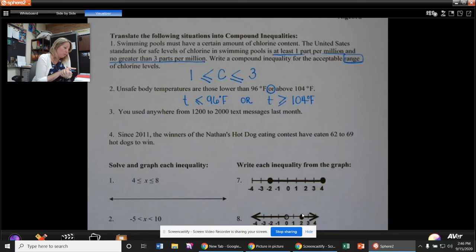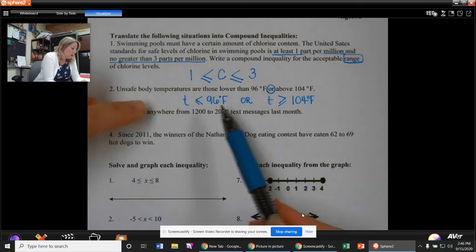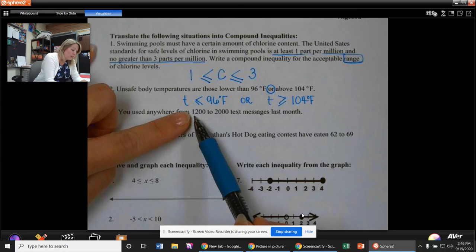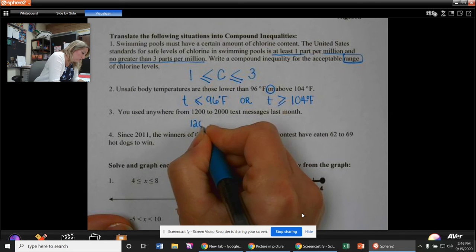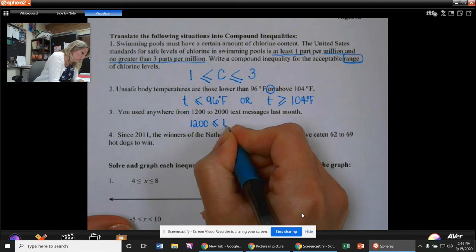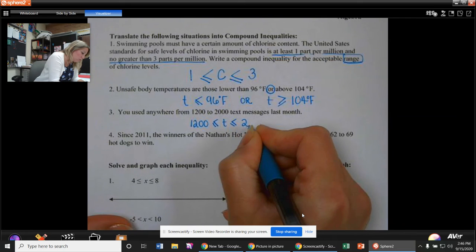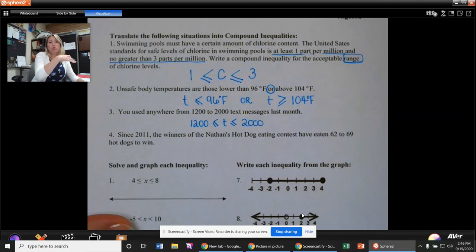Okay. You used anywhere from 1,200 to 2,000 text messages last month. Probably low for some of you people. Oh, this to this. Oh, that's a between inequality. So T for text, 1,200 is less than or equal to T, which is less than or equal to 2,000, right? The lowest you used to the highest you used. There's tons in between there, but somewhere in there is what you text last month. What, in one day last month? Knowing you people.